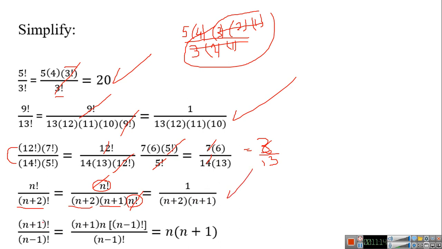Here n plus 1 factorial is bigger. So I say n plus 1, and before it is n. Always you do minus 1. So n minus 1 factorial and n minus 1 factorial. Simplify. Okay.